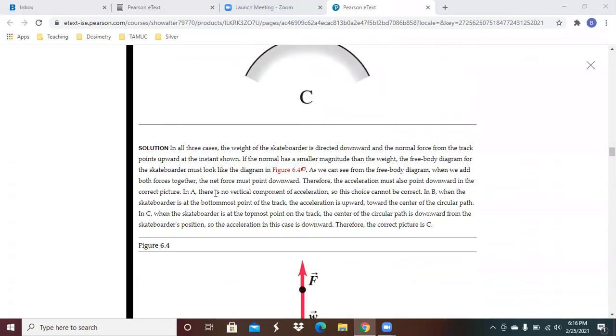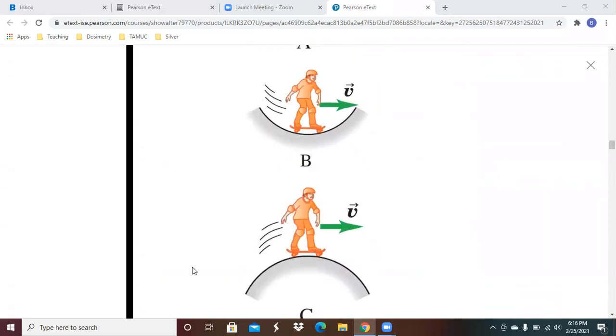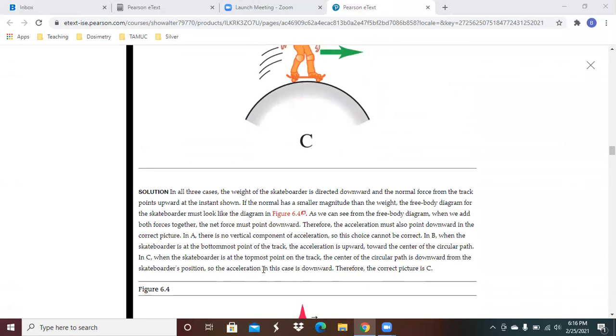So in B, where the skateboarder is at the bottommost point on the track, the acceleration is upward because eventually he's going to work his way out of it towards the center of the circular path. In C, when the skateboarder is at the topmost point of the track, the center of the circular path is downward from the skateboarder's position, so the acceleration in this case is downward.